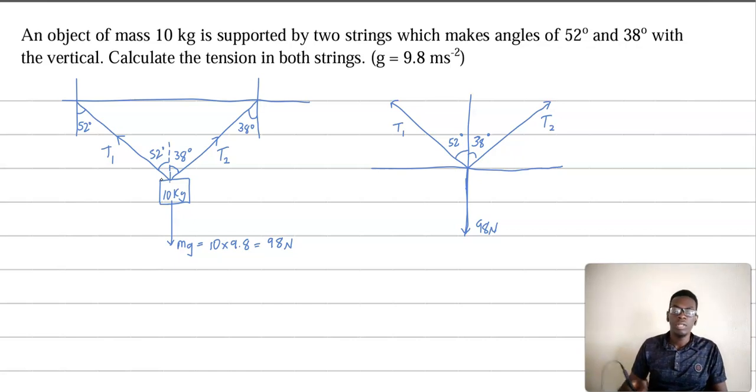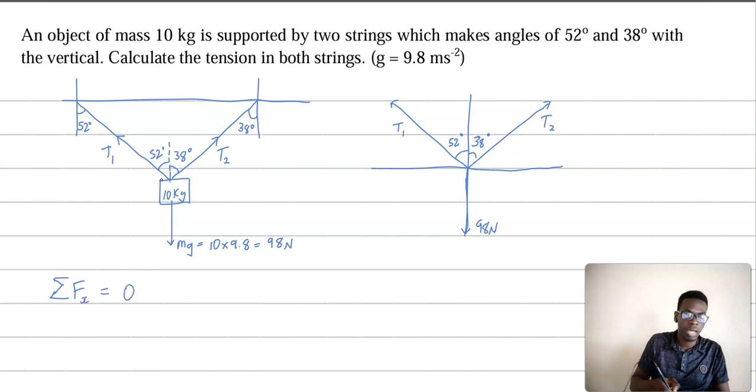Okay, so we have that this system is in equilibrium, meaning all forces should sum to 0. And if all forces sum to 0, the vector sum of the x components of all forces should be equal to 0. Likewise, the vector sum of the y components of all forces should also be equal to 0.